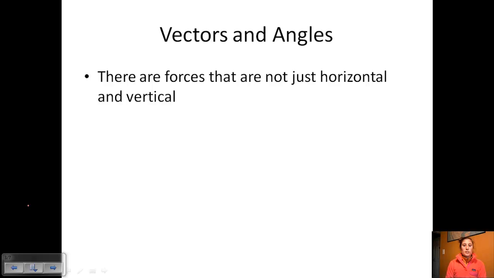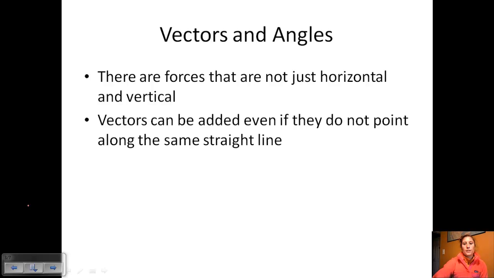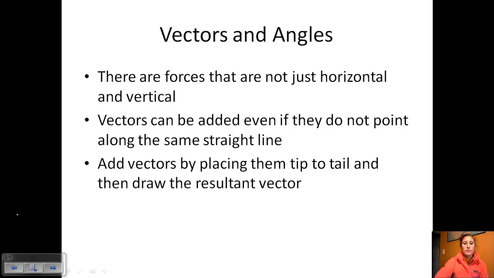Okay, so we've got forces that are not just horizontal or vertical. Like we said, we have to figure out a way to put these together. Vectors can be added even if they do not point along the same straight line. We know that vectors that are along the same straight line, either horizontal or vertical, we can just add them together based on their direction. Now we're going to talk about how to put things together when they're horizontal and vertical.